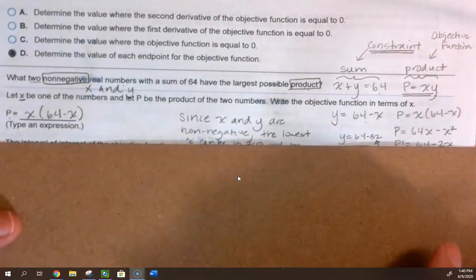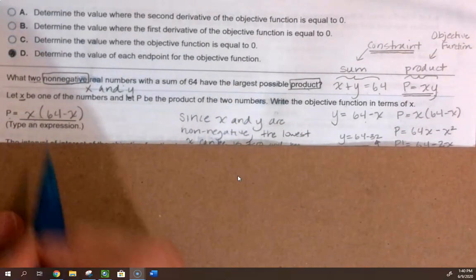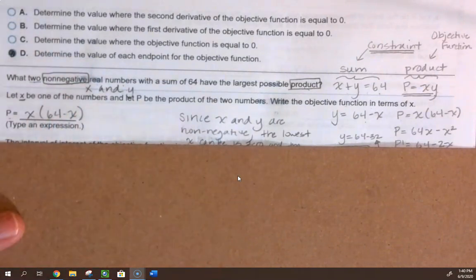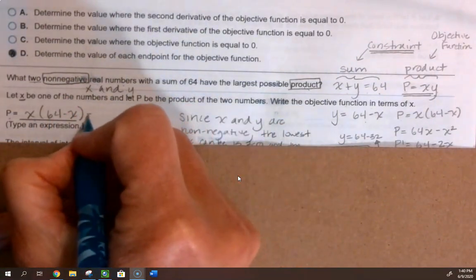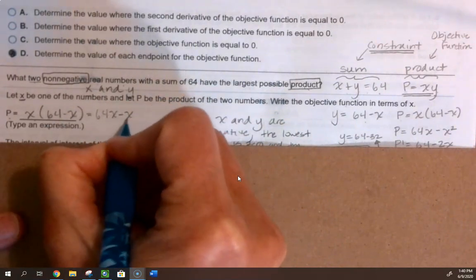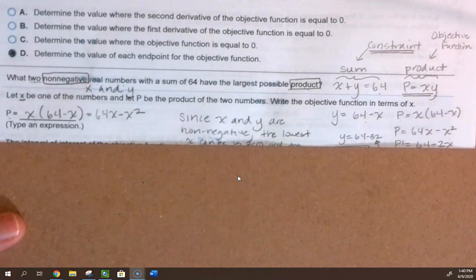So that's what they want us to write here. The first thing that you'll see in your MML homework is they want you to write the objective function. I think they will also take, if you distribute this, 64x minus x squared, they will take that also.